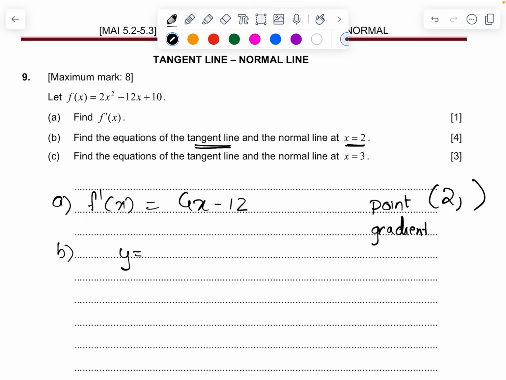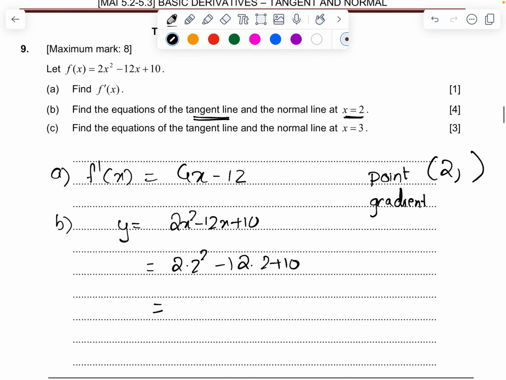So y equals 2x square minus 12x plus 10. So 2 times 2 square minus 12 times 2 plus 10, which is going to be nothing but how much? 8 minus 24 plus 10. So the point is going to be 18 minus 24, which is negative 6. So the point is 2 comma negative 6.